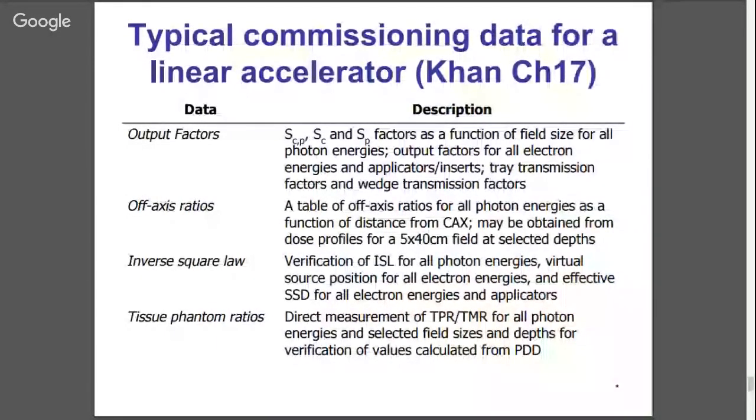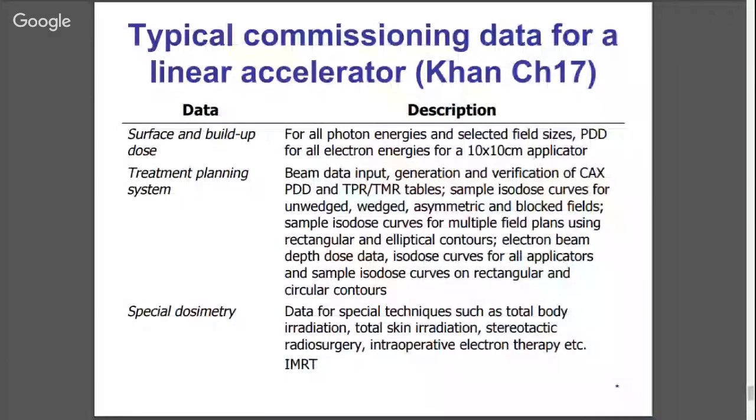Off-axis ratios, the inverse square law. We need to check that the dose varies as we move further away from the source, that it follows the inverse square law. Tissue phantom ratios. If we're going to be using isocentric techniques, we can calculate these from percentage depth doses, but we're also going to need to do some measurement checks of the calculated tissue maximum ratios. The surface and build-up dose, this is important. We need to check this and make commissioning measurements of this. And then all this data needs to be entered into the treatment planning system.